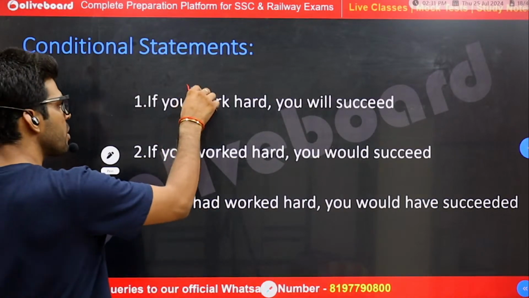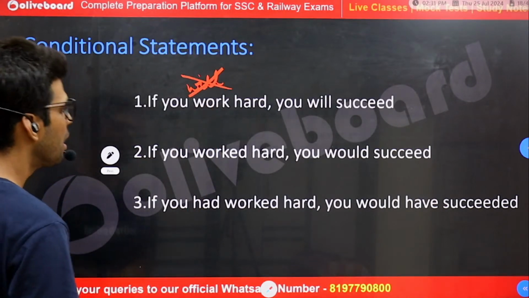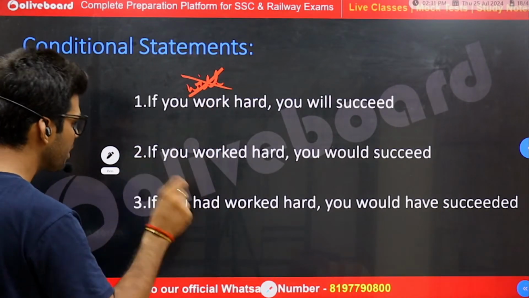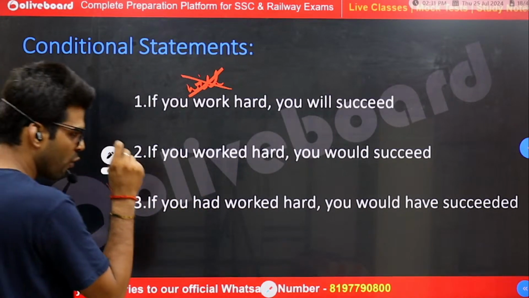This is more than impossible if you say if you will work hard, which seems good, sounds good in our mother tongue, but it's not possible. If you work hard, you will succeed. If you will work hard, you will succeed. More than impossible. If you worked hard, you would succeed.